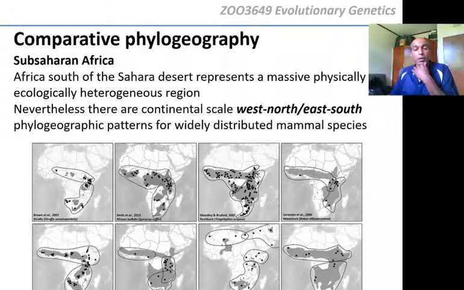So that rift separates east from west, but also lying right in the middle of Central Africa is the Congo rainforest. Okay, so the rainforest, all these species are living outside the rainforest. Not one is living in the rainforest.